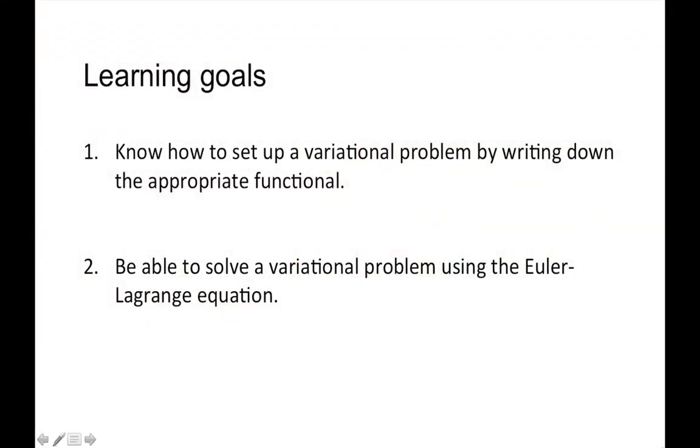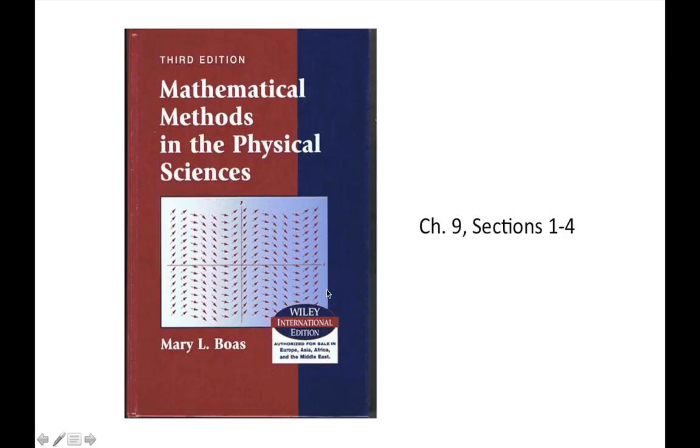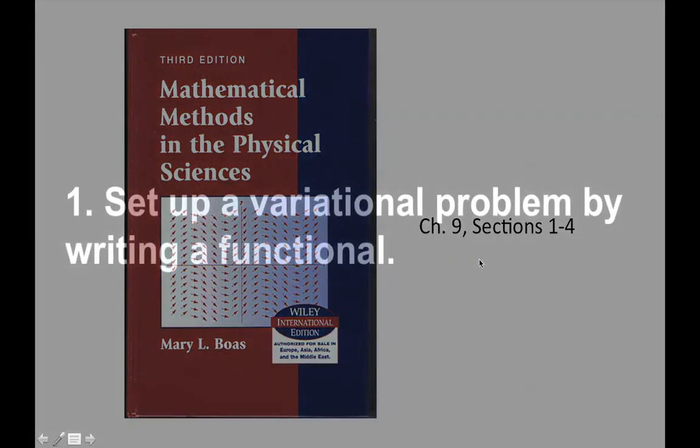In this lesson, we are going to introduce the calculus of variations. By the end, you should know how to set up a variational problem by writing down the appropriate functional, and you should be able to solve a variational problem using the Euler-Lagrange equation. Our text of reference will be Mathematical Methods in the Physical Sciences by Mary Boas. We're going to be looking at Chapter 9, Sections 1 through 4.